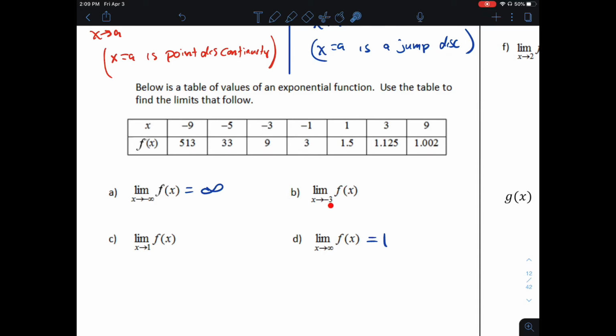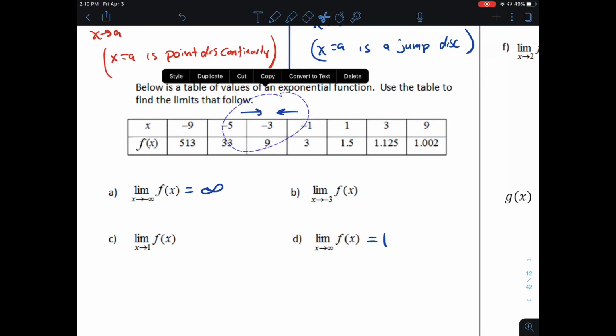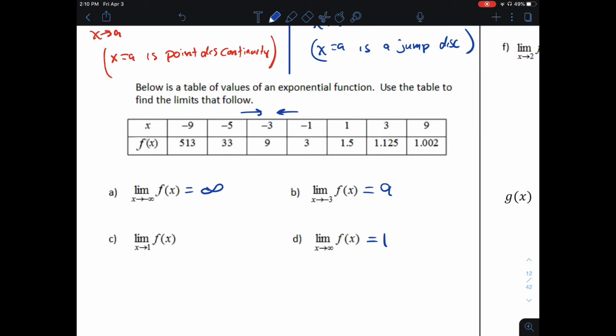What's the limit of f of x as x approaches negative 3? Well, we know that an exponential function is continuous. There are no holes in the graph. So if we approach negative 3 from the left or from the right, it's going to be approaching the y value of that point, which is 9. So we would say that that is 9.